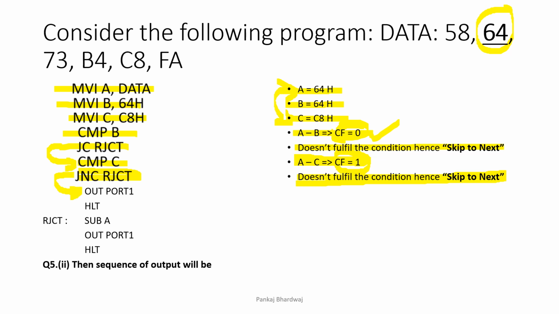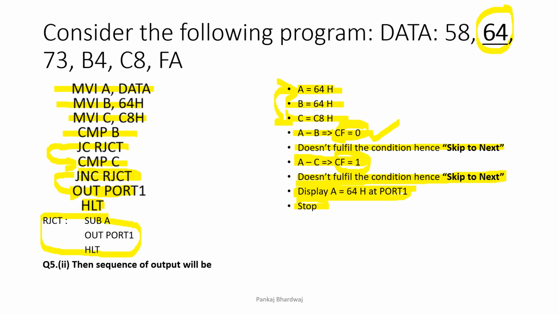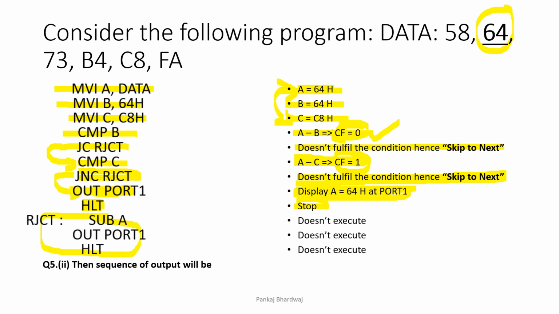So this displays the output to port 1. What output? The output which is available in the accumulator. So the accumulator has 64 as data, that means 64 will be displayed at output port 1. And this HLT terminates the program, stops the program. That means these three lines are not executed. Clear? So the output at port 1 will be 64.